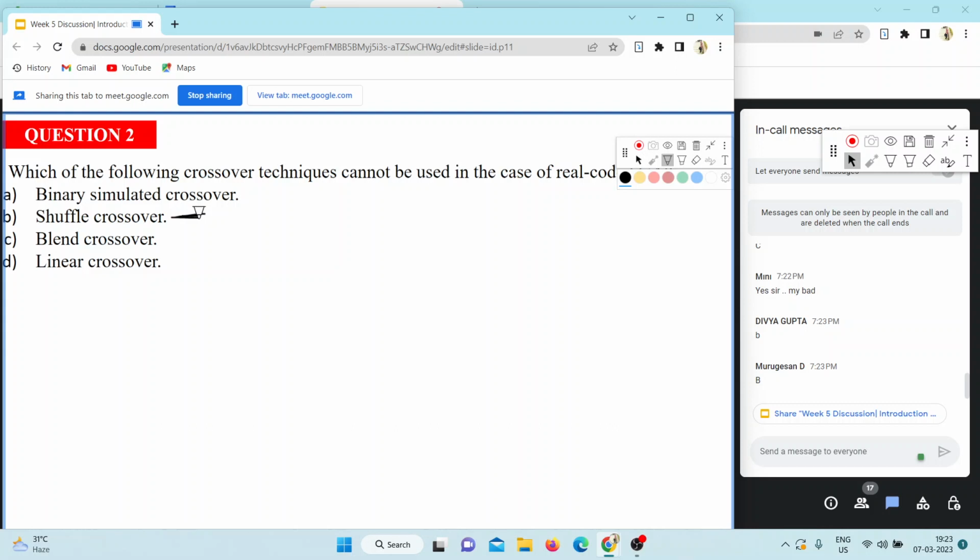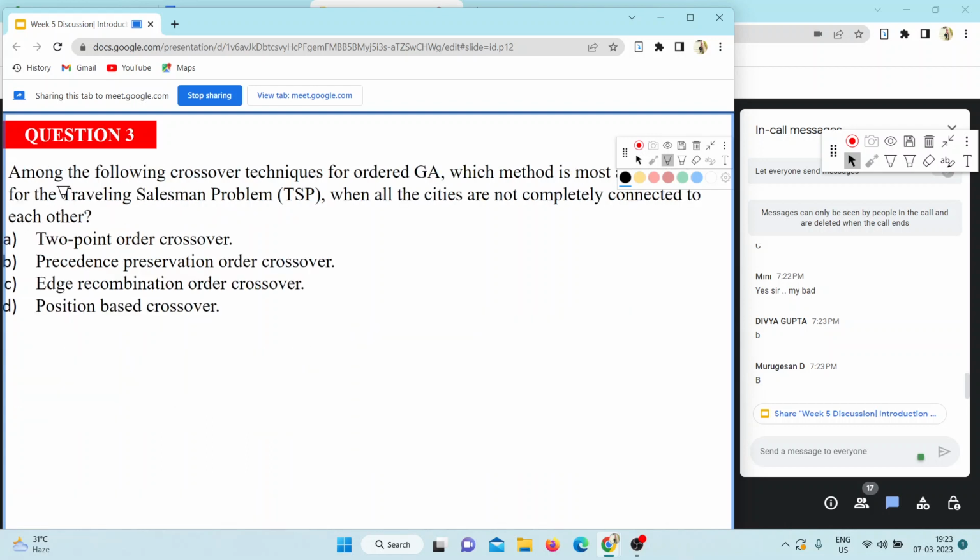Okay, so this is simple, as I have already discussed the crossover techniques for real coded GA. We started with linear crossover, then blend crossover, then binary simulated crossover. There is nothing called shuffle crossover for real coded GA. So this is our correct answer. So the answer is B.